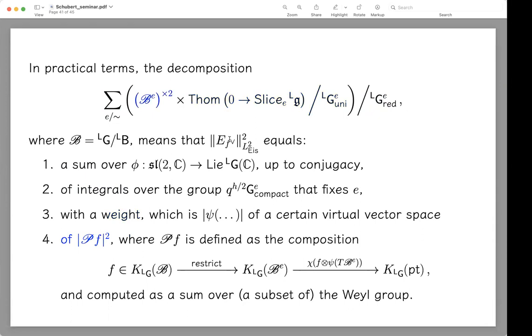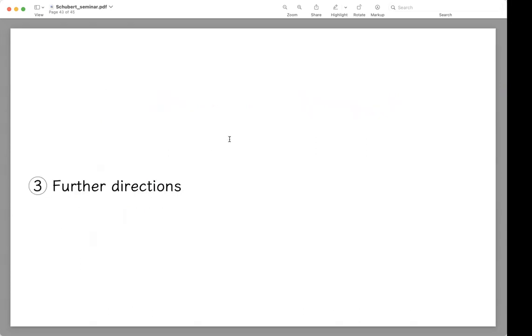And then finally, you need to get a function from your original function on your group. That comes from integration over the Springer fibers, and that's the spectral projectors. Okay, so that sums up my discussion.